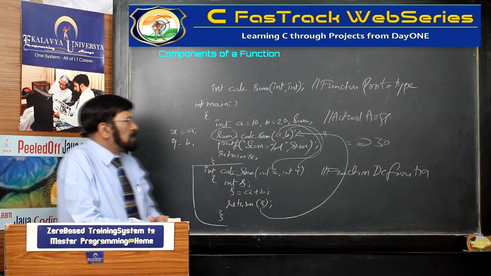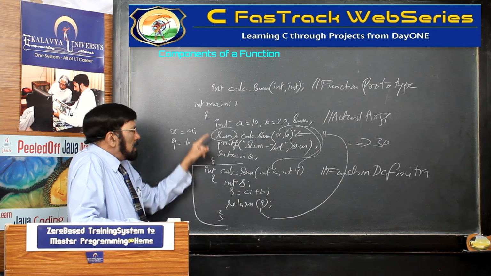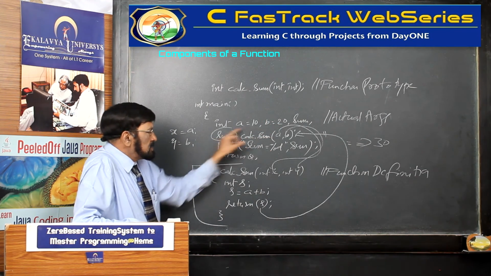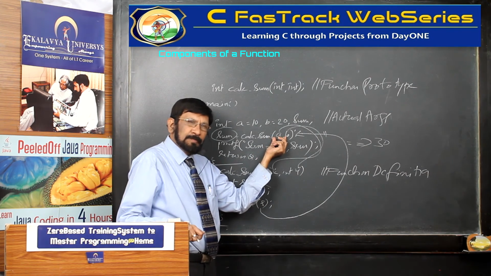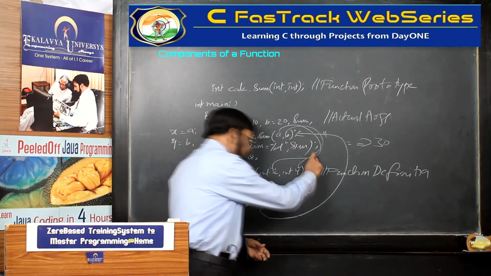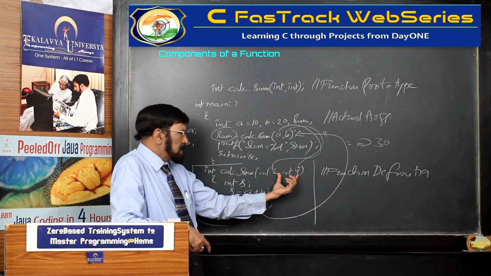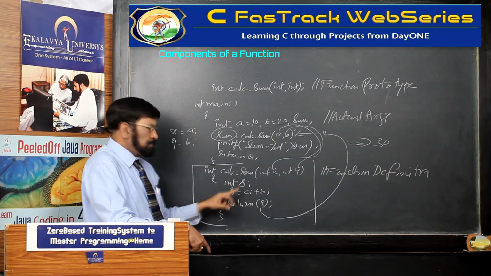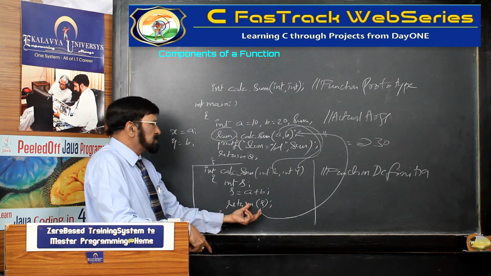So, what terms do you have to understand? Function prototype and actual arguments. This is a function call, and these are the passing of actual arguments. This entire thing is called the function definition. These are called formal arguments or parameters. This is the return type. This is a local variable. This is the executable statement within the body of the function. This is the return statement.